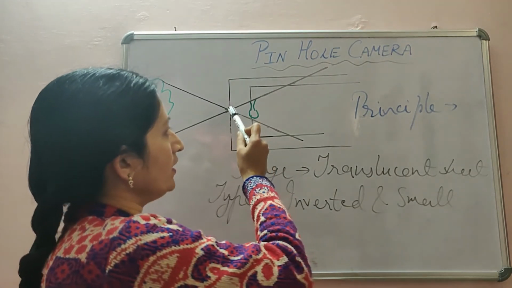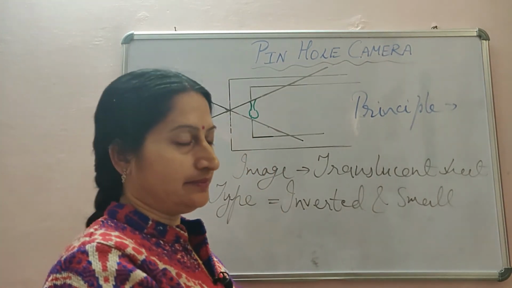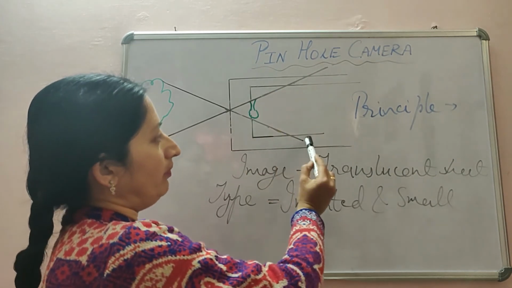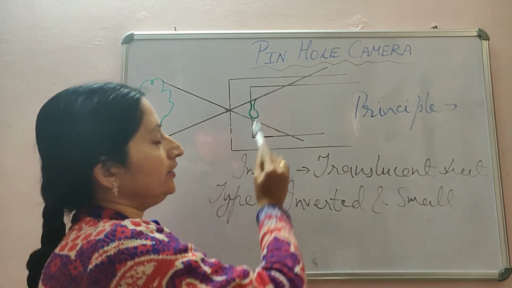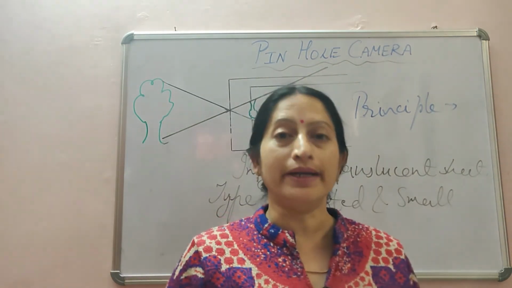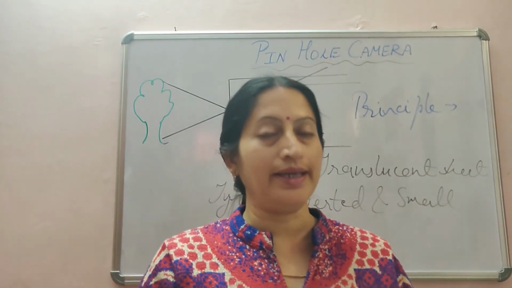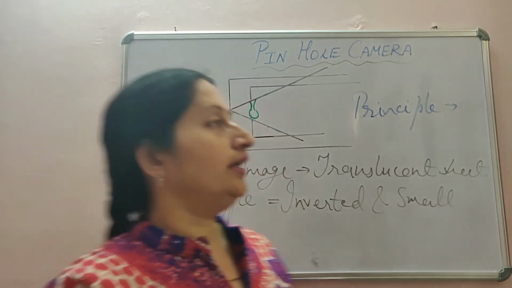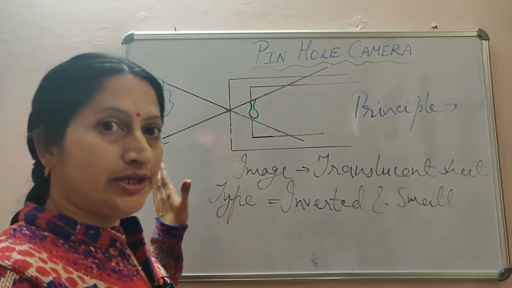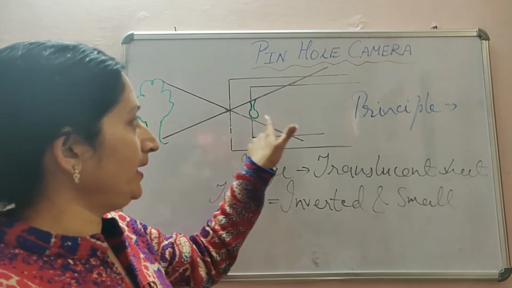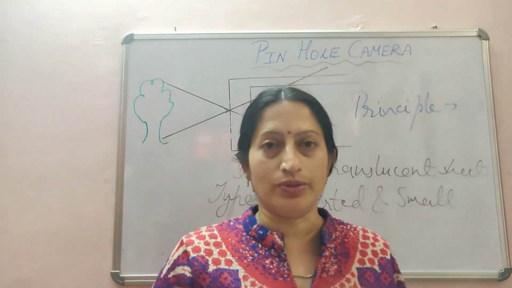In the bigger box, a pinhole is made, while in the smaller box at this end, a translucent sheet like a butter paper is fixed. Now when this pinhole camera is kept in front of the object, which is the tree here, then the image is formed on the translucent sheet.